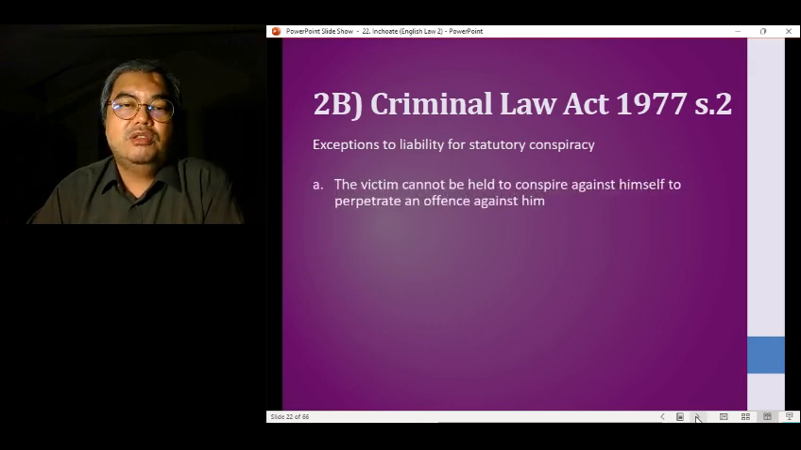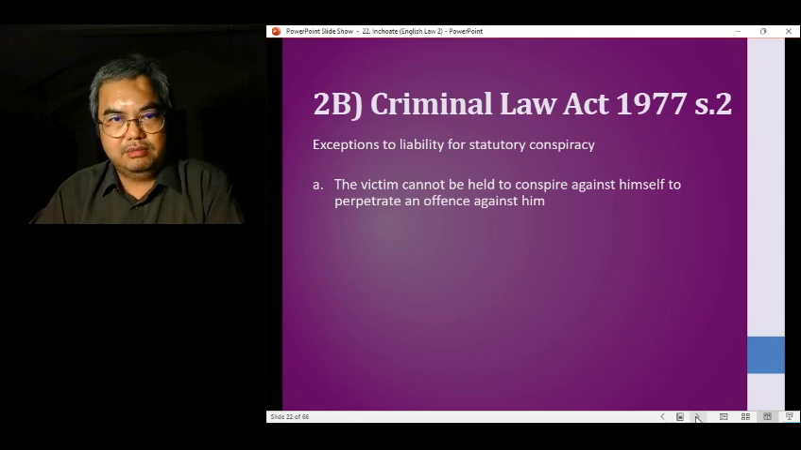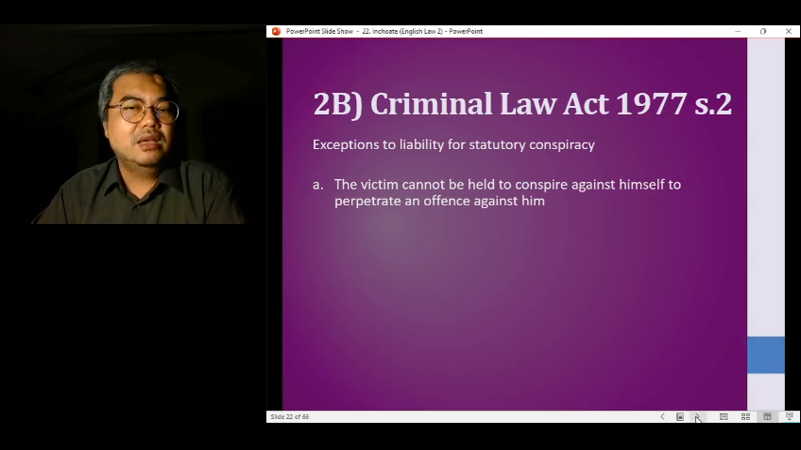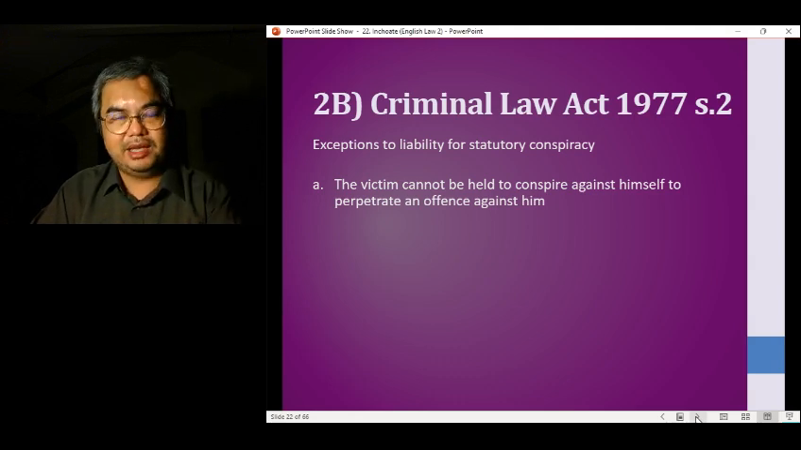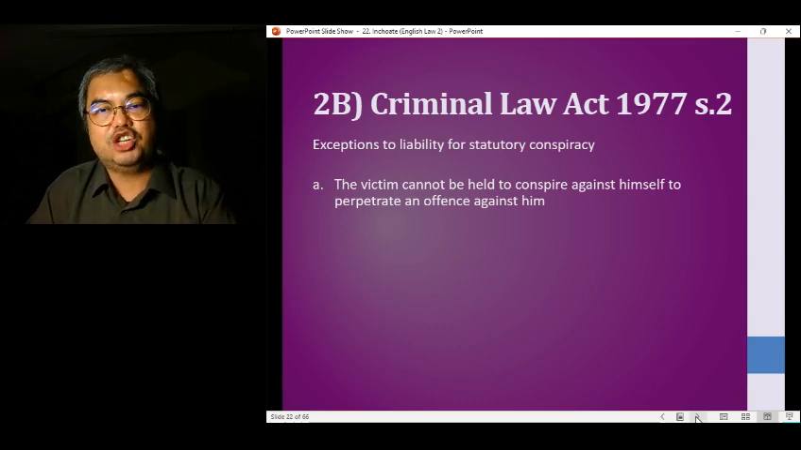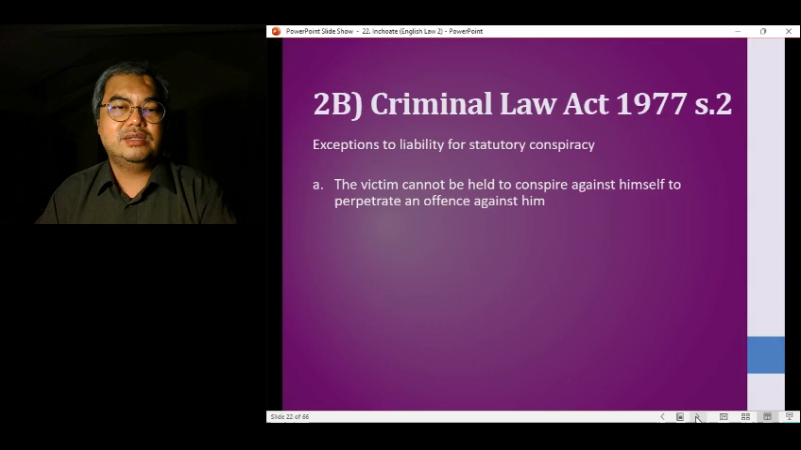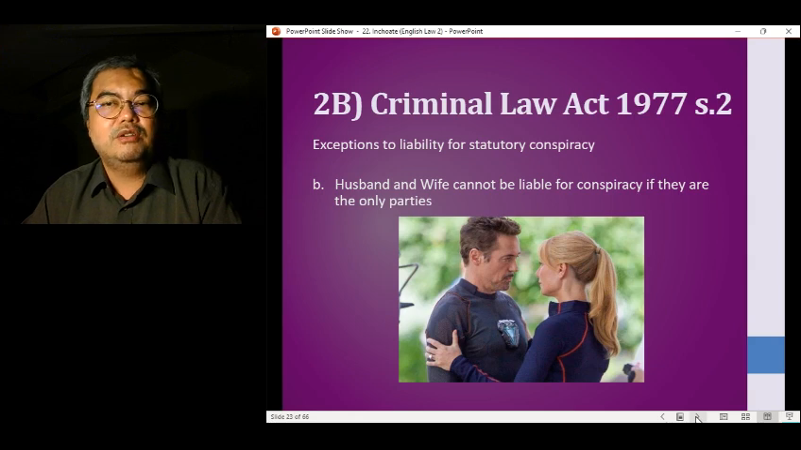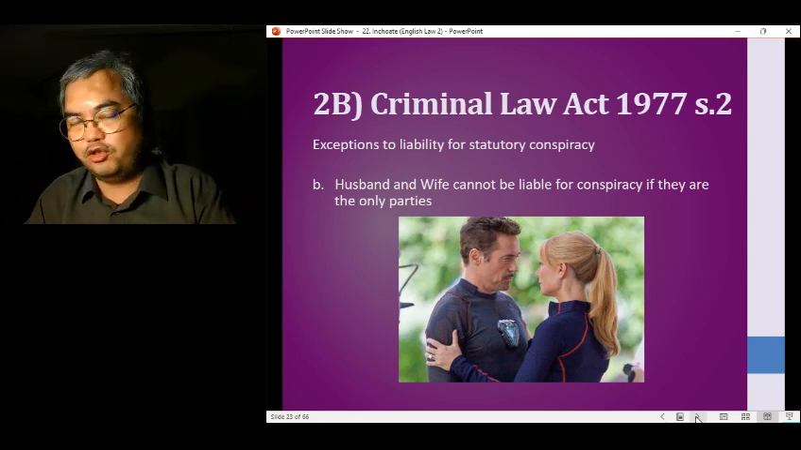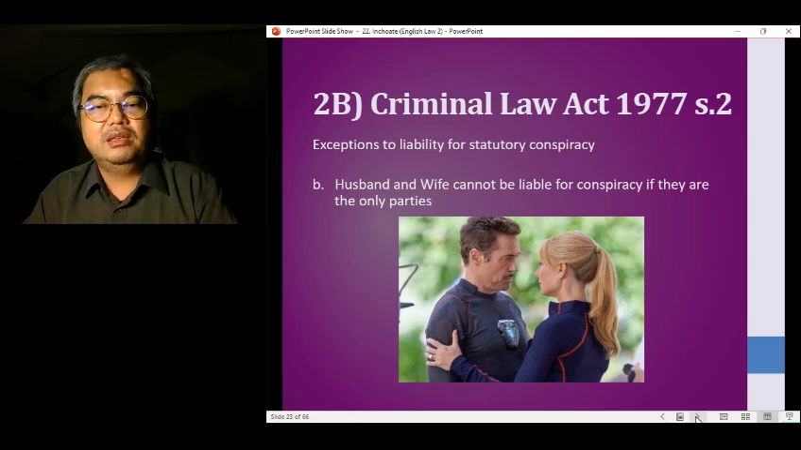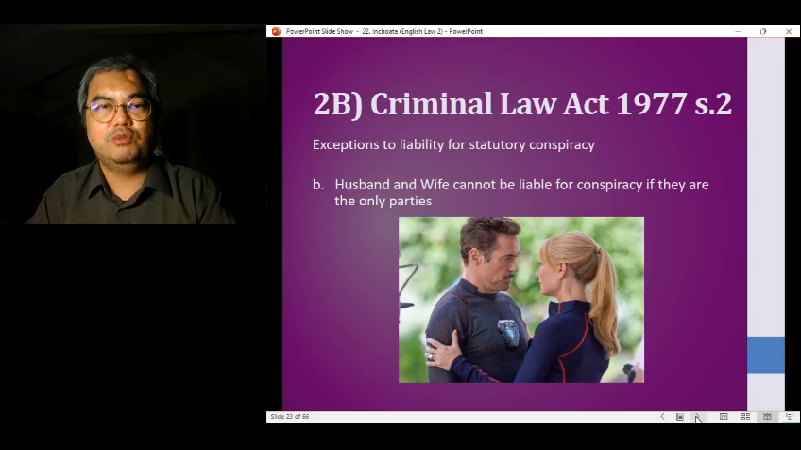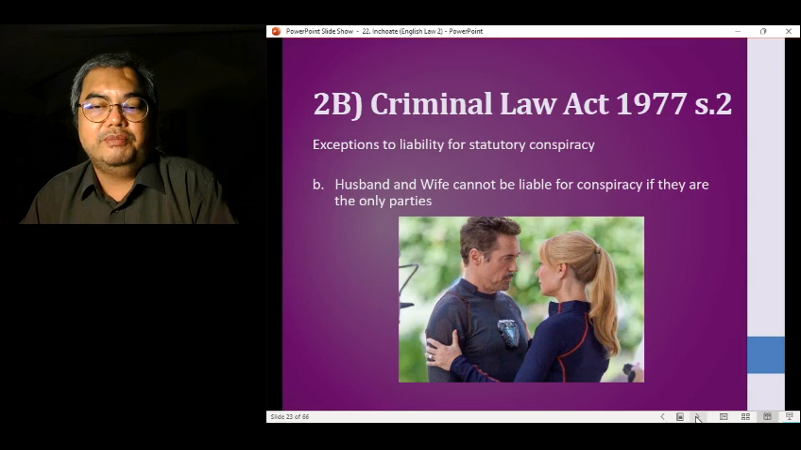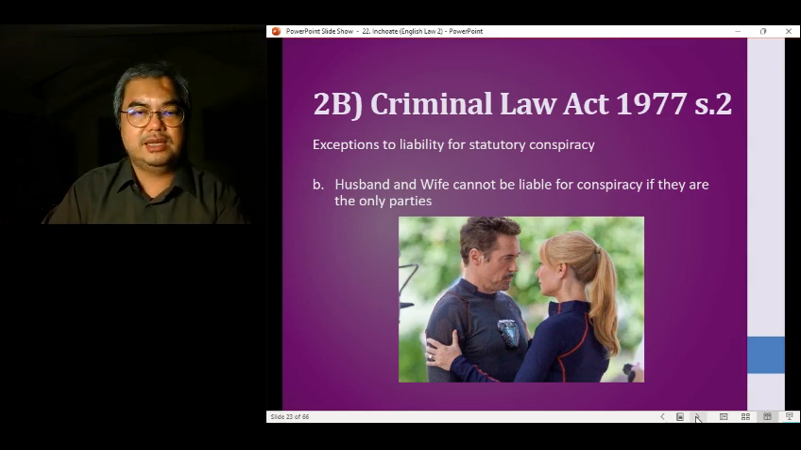Now, Section 2 of the Criminal Law Act provides for exceptions to the liability for statutory conspiracy. The first exception is that the victim cannot be held to conspire against himself. So if he's the victim, he cannot be charged for an offense that he conspired in, where the offense will be committed against him. Secondly, husband and wife cannot be liable for conspiracy if they are the only parties. So if a husband agrees with his wife to commit a criminal act, they cannot be said to have committed conspiracy. I suppose this is because husband and wife are considered to be one. The two shall become one. So therefore, they cannot be said to have committed conspiracy.